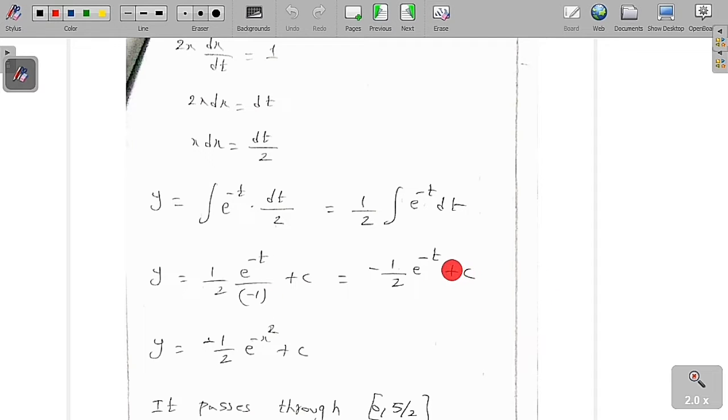But t is nothing but x square. So in place of t I am substituting x square. We get y is equal to minus half into e to the power of minus x square plus c. So this is the general equation.